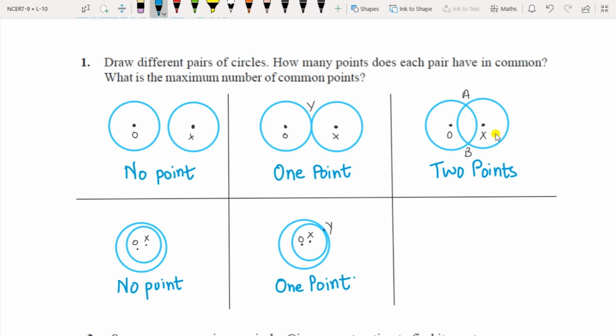If the two circles are intersecting each other at 2 points here, A and B, so 2 points will be common. Okay. If one circle is inside the other circle but they are not touching each other, there is no point in common, and if they are touching from inside, then 1 point is common here. So the maximum number of common points for any two circles will be 2. They will not intersect each other in more than 2 points.